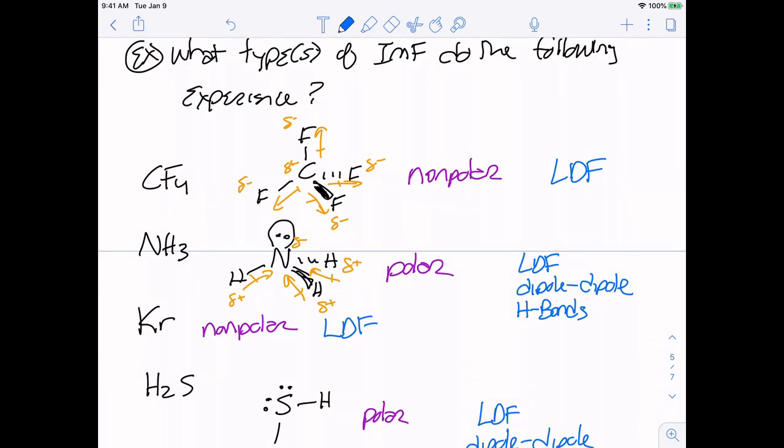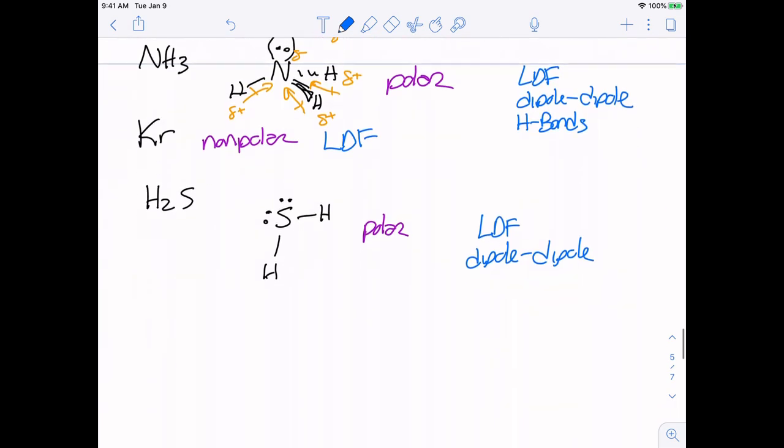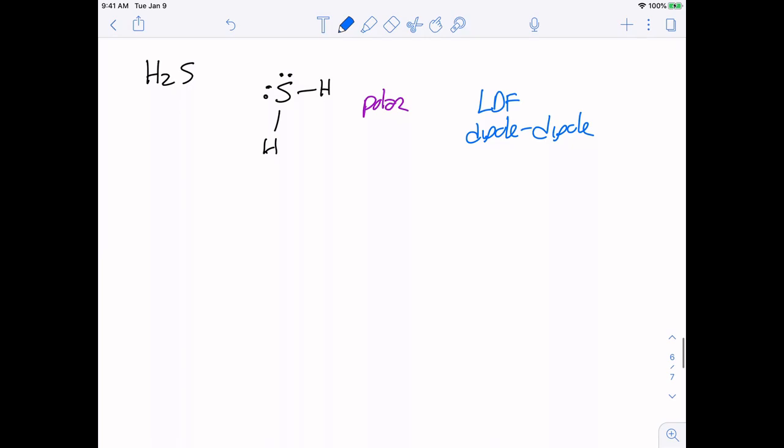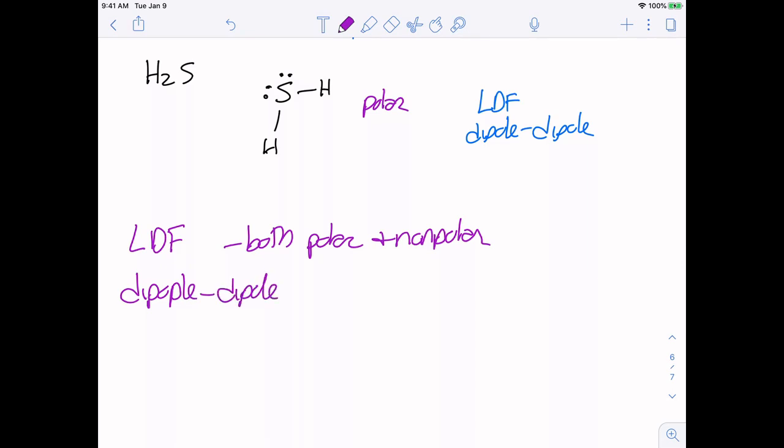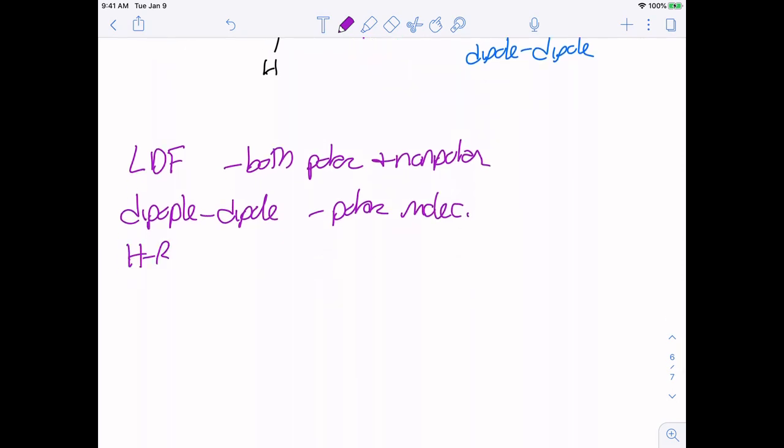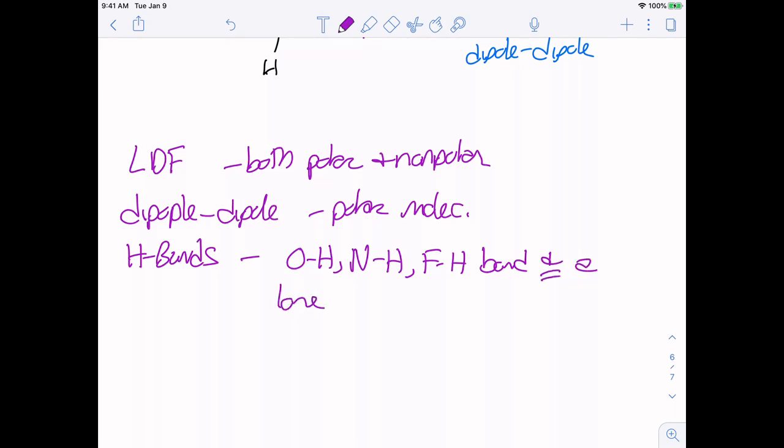So determine if it's polar or not, right? And then based on that, does it have dipole forces? So kind of let's make like a little summary. London dispersion forces, both polar and nonpolar. Dipole, polar. And then hydrogen bonds, right? We have to have that OH, NH, FH bond, and a lone electron pair on the oxygen, nitrogen, or fluorine.